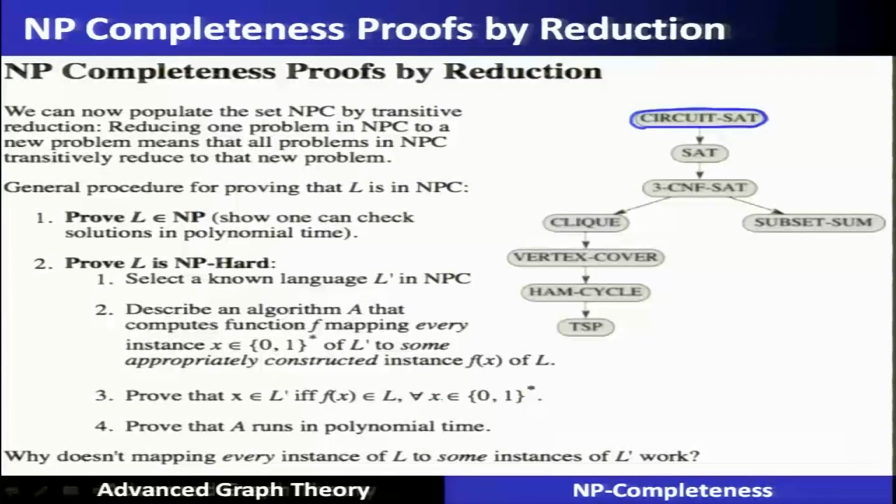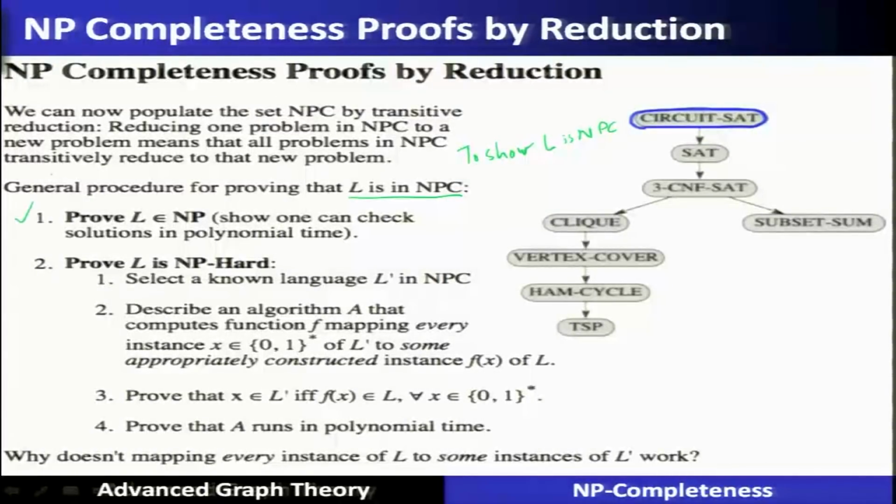So, we can now populate the set of NP complete problems by transitive reduction. Reducing one problem in NP complete to a new problem means that all the problems in the NP complete class transitively reduce to that particular problem. So, the general method for proving that a new problem L is in the NP complete class requires two steps to show whether L is an NP complete problem.